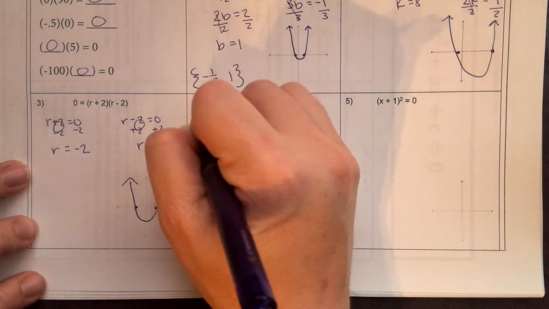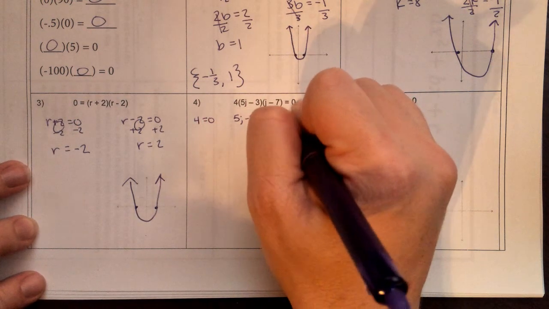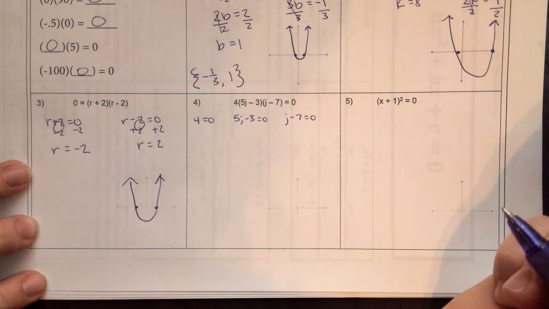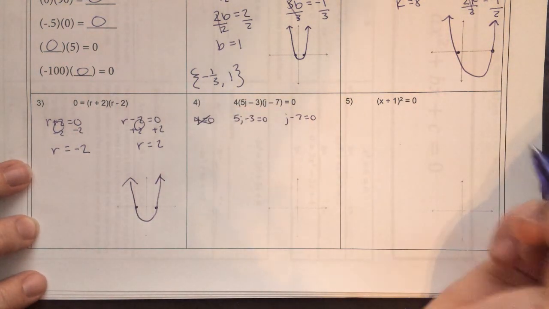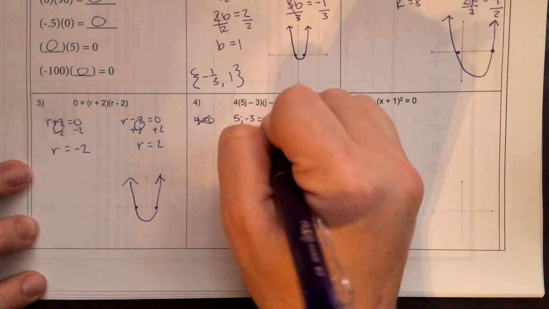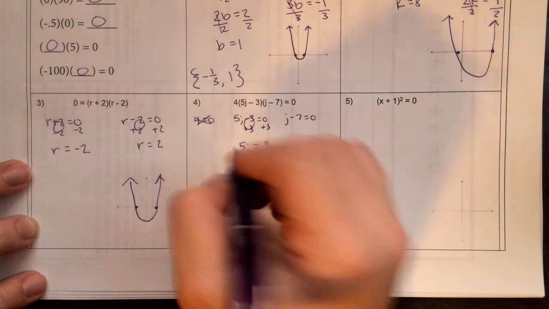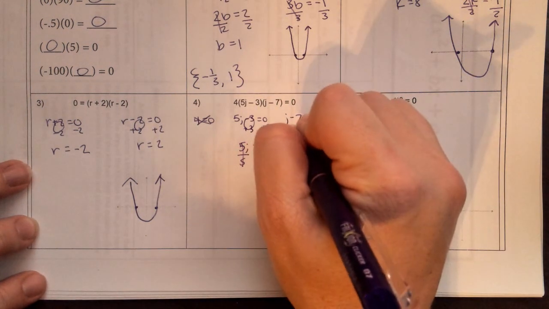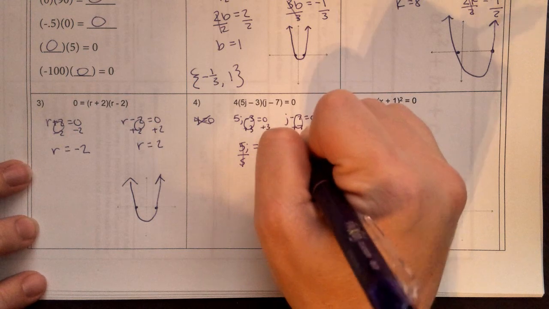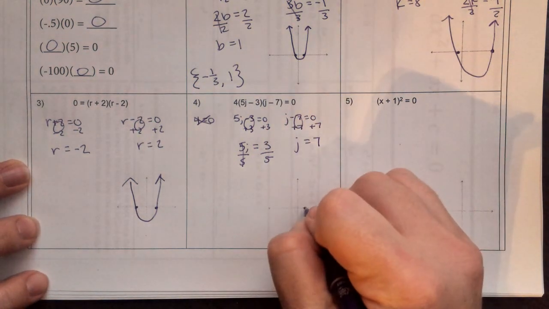So again, I have 3 factors: 4 equals 0, 5j minus 3 equals 0, j minus 7 equals 0. 4 cannot equal 0. There's nothing to solve there, so we can ignore it. Add 3, because remember, we get rid of addition and subtraction first, and then we divide. So divide by 5, so I get 3/5. Add 7, and j is already by itself, so I don't have to divide. So here I have 3/5 and 7.